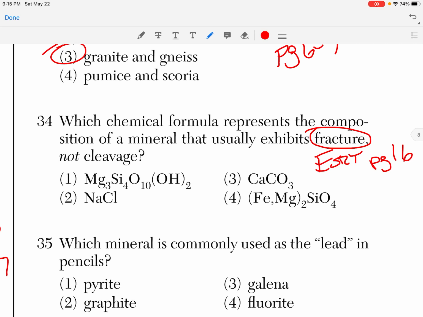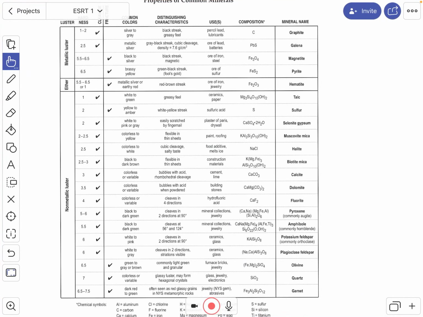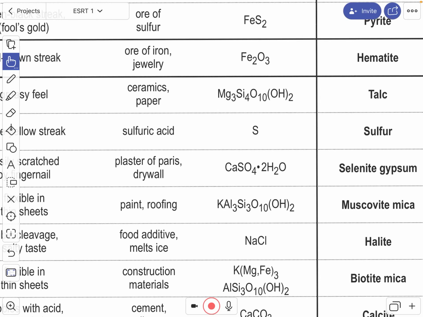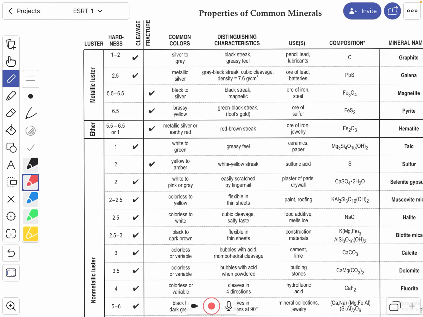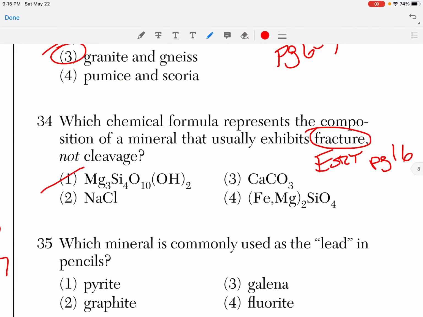We'll start with this first one, magnesium, silicon, oxygen, and an OH tagged on the end there. That's kind of a complicated formula, so let's try to remember that one. I'm going to try to find that on my reference table, MgSi4O10, and that is right here at the top of the list of the non-metallic minerals. It's called talc. Now let's see if talc has fracture or cleavage. Well, in our chart over here, here's cleavage on the left, fracture on the right, and as you can see, talc actually has cleavage. So that can't be our answer. So let's go back to our choices again, get rid of number 1.